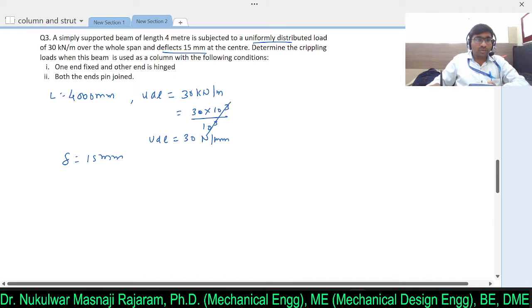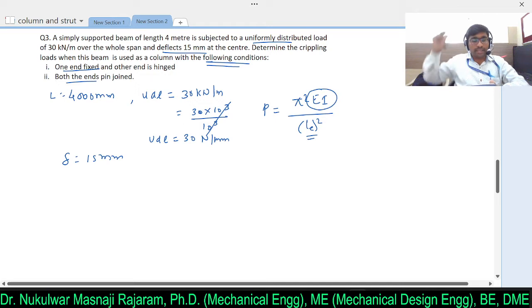Determine the crippling load when this beam is subjected to the following condition. What we required is to evaluate the crippling load, that is P, and that will be equal to pi square EI divided by LE square. Now here both the conditions are given, so from that condition we can evaluate the LE square. But what about EI? EI is not given in the problem statement.